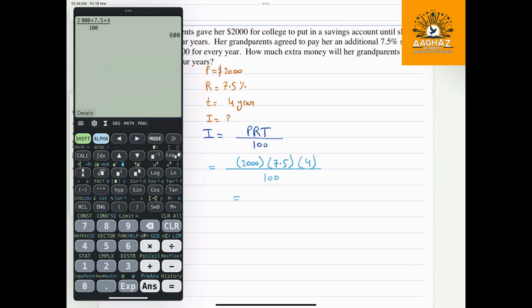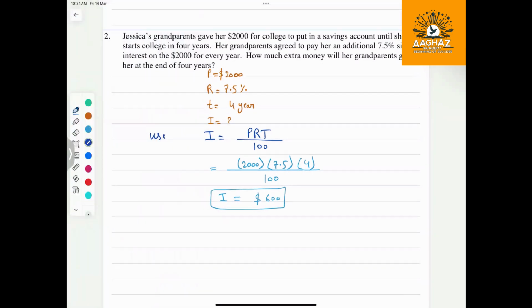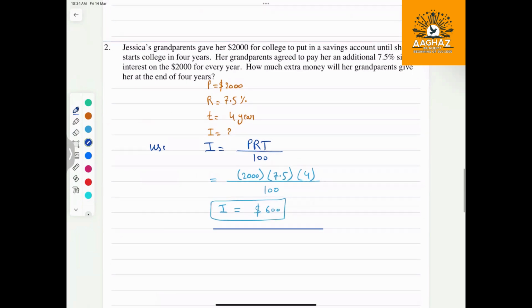And you can see that 600 is the interest for this type of person. Okay, if you have any problem, you can say so. I think $600 is what they will pay extra at the end of the term.